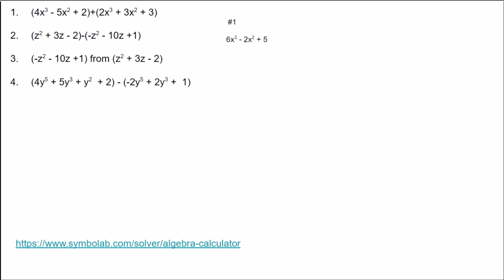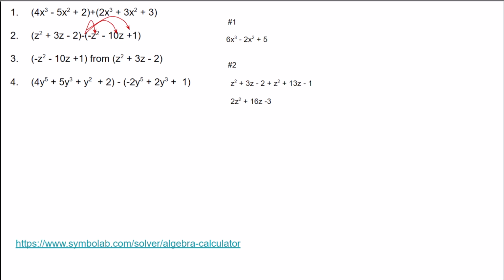A lot of times you'll get a problem like number 2. You have one polynomial minus another polynomial, and that other polynomial has negative signs in it. My method for working these types of problems is to treat the negative sign between the two polynomials as a negative 1. Then what you can do is distribute that negative 1 across the terms of the second polynomial, multiplying each term by it. So the negative z squared becomes positive, the negative 10z becomes positive as well, and the positive 1 becomes negative. So what we're left with is what you see here, z squared plus 3z minus 2 plus z squared plus 13z minus 1.